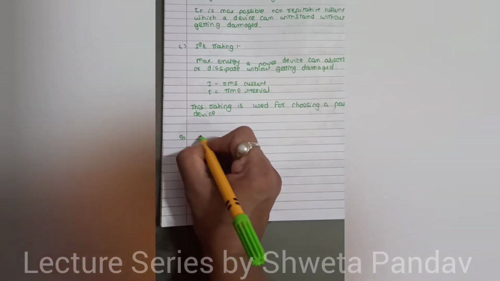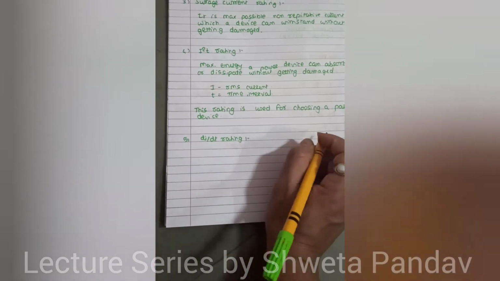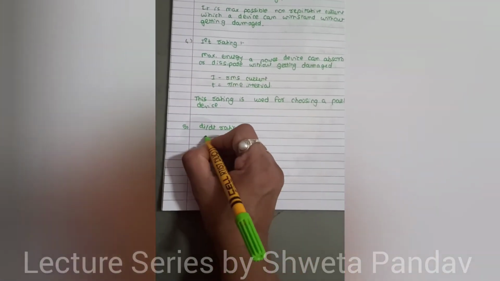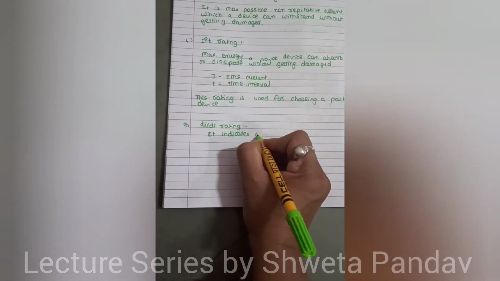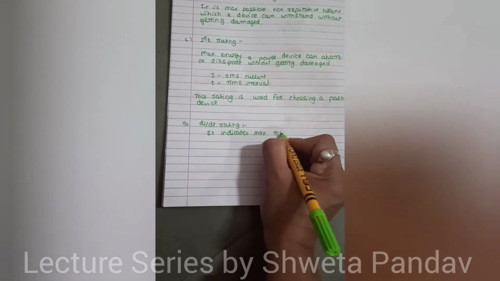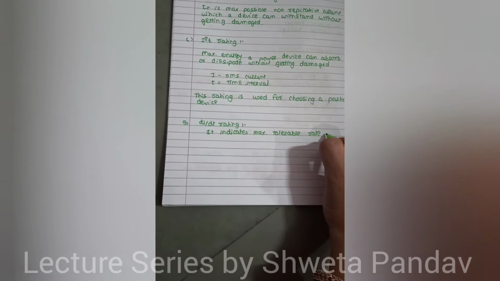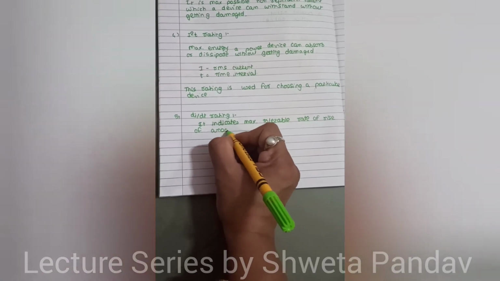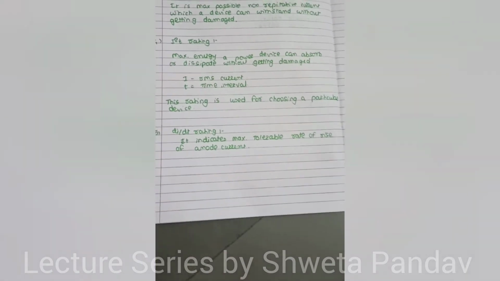Now the last rating is the di/dt rating. It indicates the maximum tolerable rate of rise of anode current. Now this is about the current ratings.